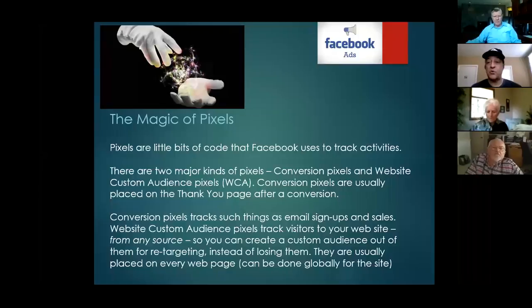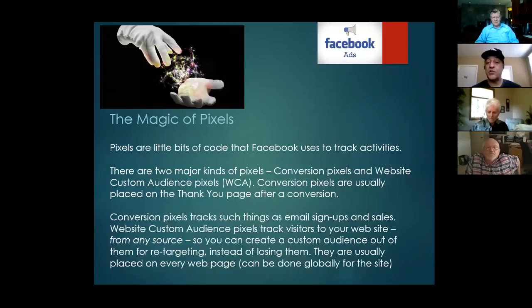Or subscribes or opts in, or after they buy something, there's usually a thank you page. And this little pixel, a tiny little piece of code that's invisible, tracks them and adds them to your list to target. Conversion pixels, as I say, track such things as email signups and sales, whereas website custom audience pixels track visitors to your website from any source.